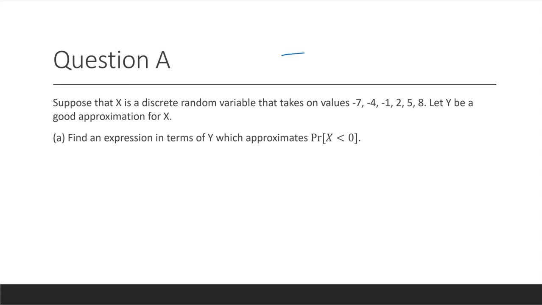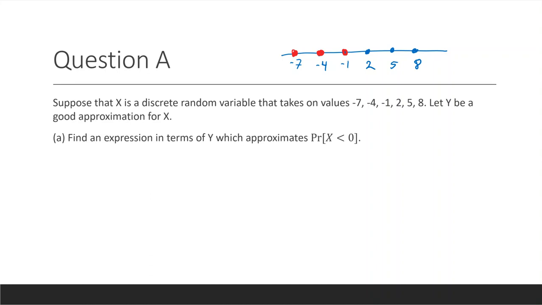To make this easier, let's draw a number line. Here I've put all the values of our discrete random variable x. We want to calculate the probability that x is less than 0. So let's highlight the values of x where x is less than 0. We have -7, -4, and -1.